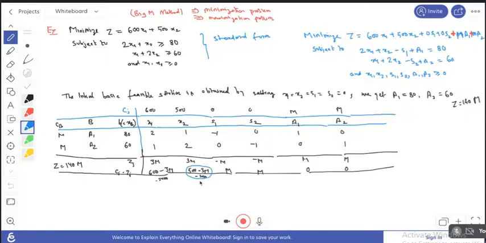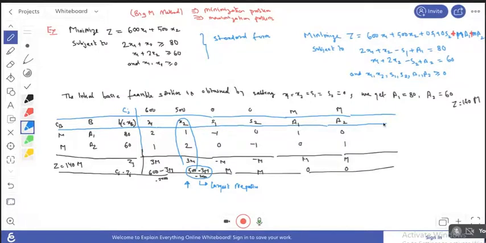So this is your largest negative. This means this x2 will enter into the solution, and this is your key column. This means this is your x2, and this first one is your key column.